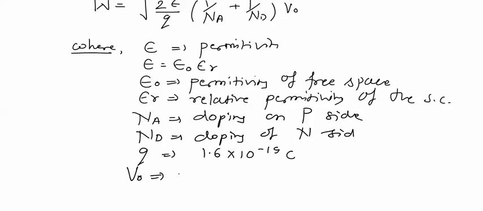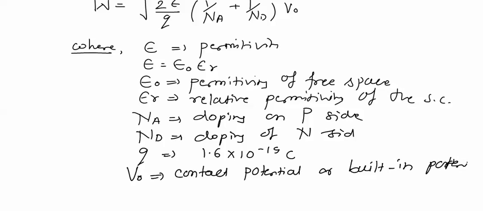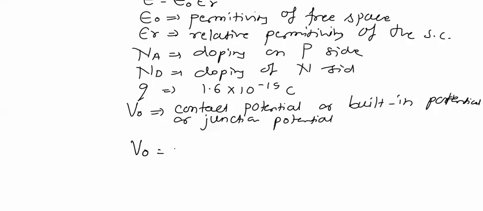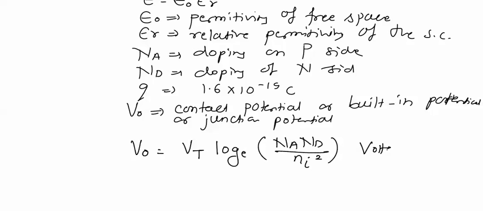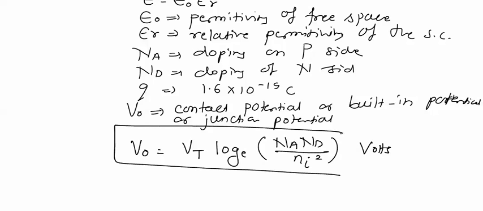and V0 is called contact potential or built-in potential or junction potential, and this contact potential is mathematically given by V0 equal to Vt log of Na into Nd upon ni square in volts. This is the equation for contact potential V0.